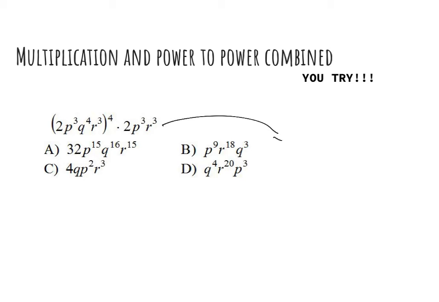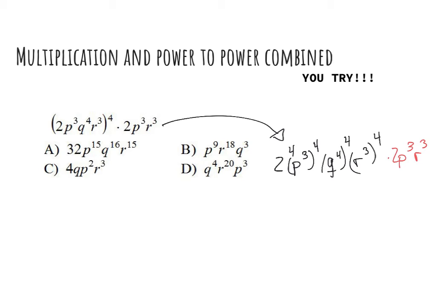Okay, so first you want to distribute your power to a power. So 2 to the 4th, p to the 3rd, and then that's raised to the 4th power. Q to the 4th, and then that's raised to the 4th power. R to the 3rd, and then that's raised to the 4th power. And then I'm going to keep the other side. Okay. So now I'm going to distribute my power to a power.